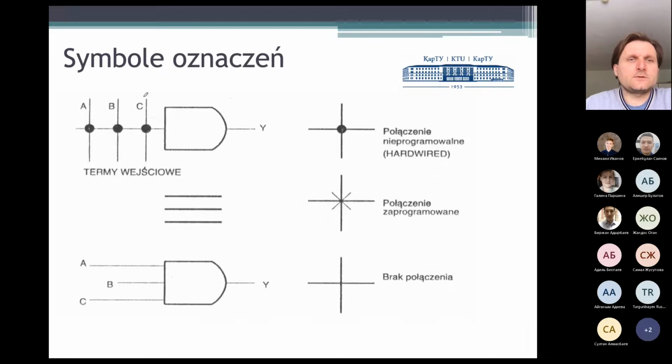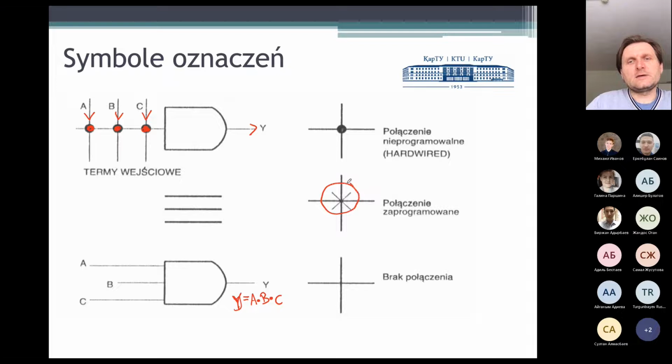Sorry, this is in Polish, because it is from a Polish book. A, B, C are inputs, Y is output. That scheme means that we have three inputs with hardwired connections. They are still connected to the input of that gate. So we obtain Y equals A, B, C.